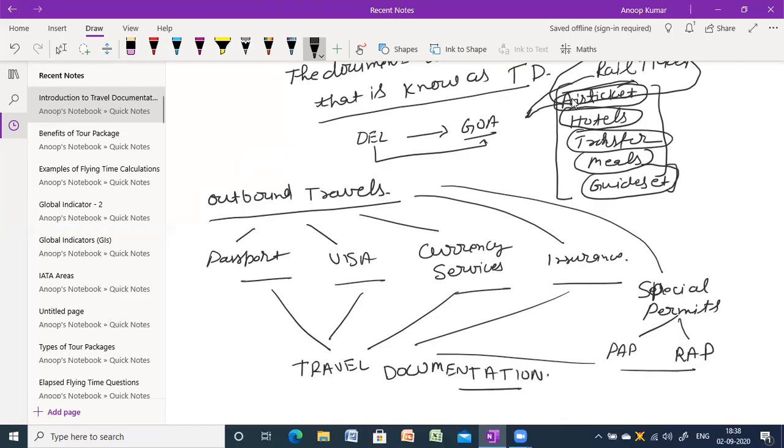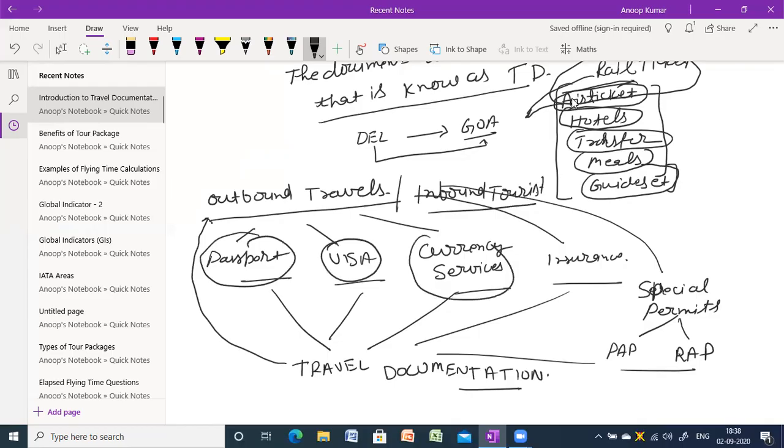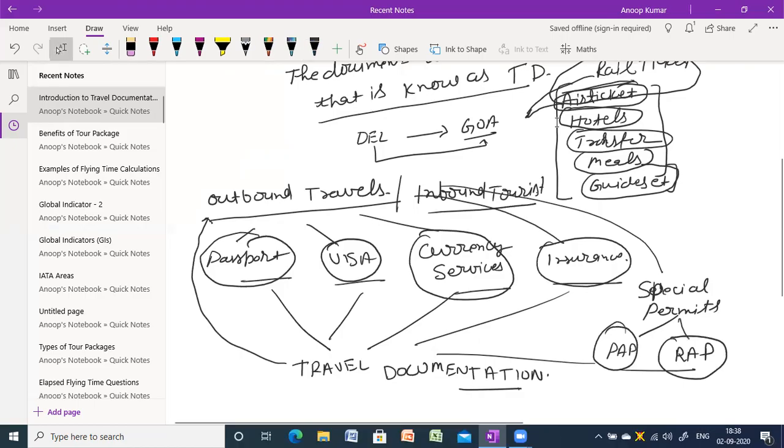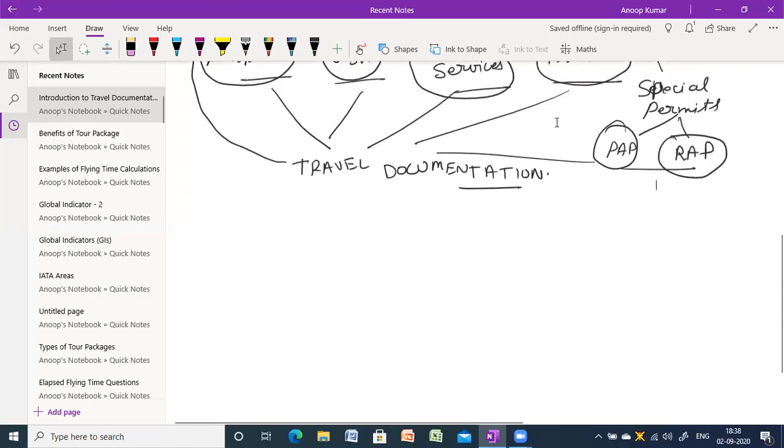Basically, we will study the documents which we need for outbound travel or for the inbound tourist. Inbound tourist means when a foreigner is coming to India, he also needs certain documents. He also has to have a passport, he also has to have a visa. He also needs currency, he must have insurance, and he may require a protected area permit or restricted area permit. So we will study all these things. Let me give you a brief about all these things.